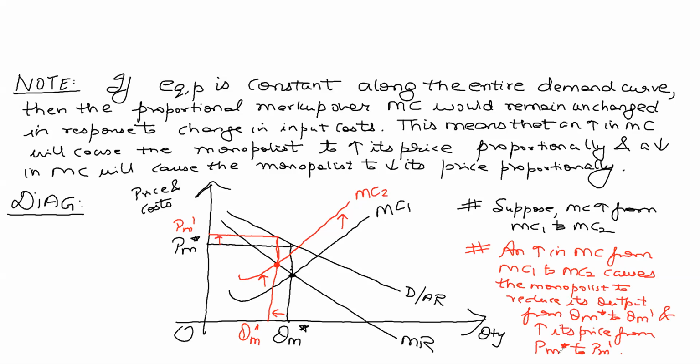Now, the thing to understand here is if elasticity of demand is a constant along the entire demand curve, an increase in marginal cost will cause the price also to increase by the same proportion. I repeat, if elasticity of demand is a constant along the entire demand curve, an increase in marginal cost will cause the price also to increase in the same proportion. We will understand this soon through a numerical. But before doing that, let's talk about monopoly profits now.